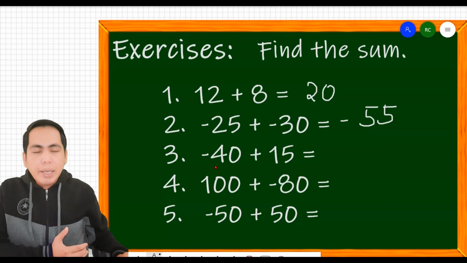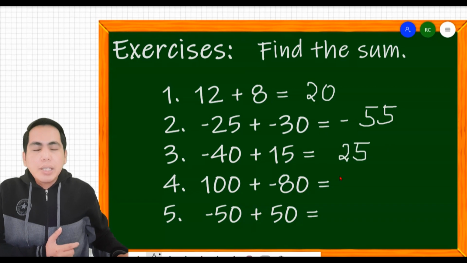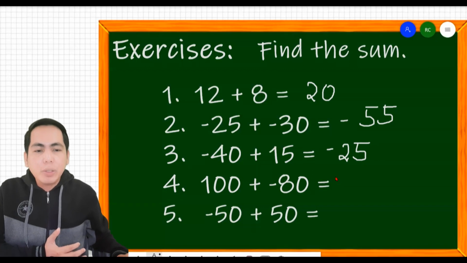Now number 3, negative 40 plus positive 15. Since they have different signs, we are going to subtract the two numbers. 40 minus 15 will give us 25. Since 40 is the bigger number and the sign of 40 is negative, therefore the sum is a negative integer. So negative 40 plus 15 is negative 25.